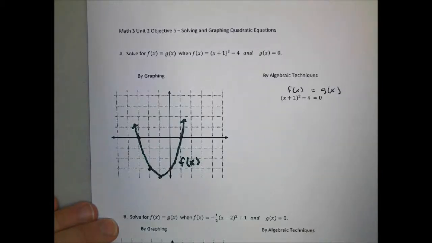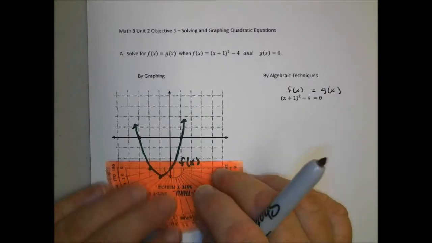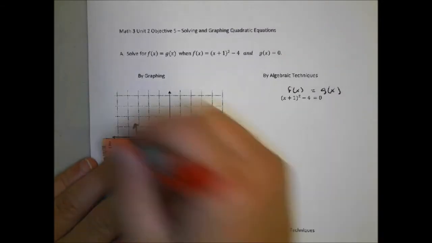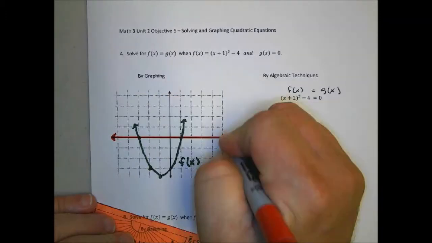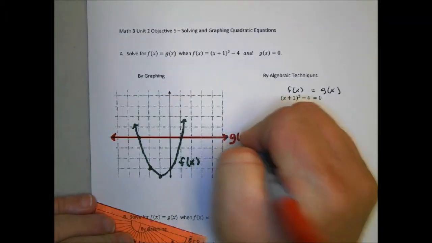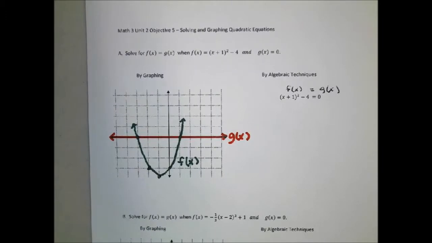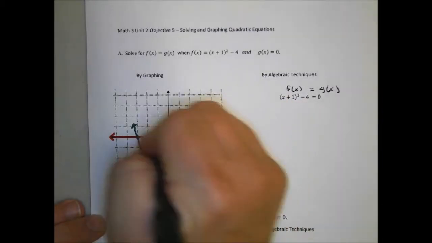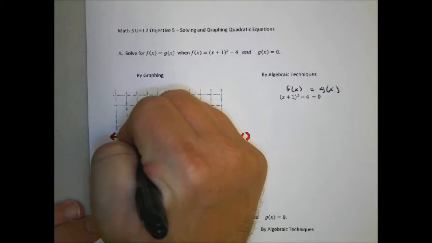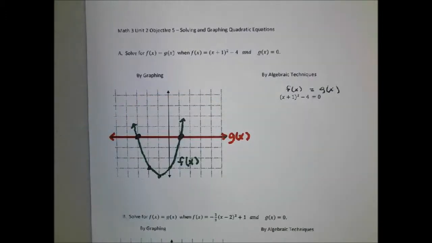Now let's graph where g of x equals 0. That's a constant, and since it's at 0, it's simply the x-axis. So there's g of x. Now, simply by looking at it, we know where the answers seem to be. The answers appear to be at +1 and at -3. That's where f of x and g of x meet each other.